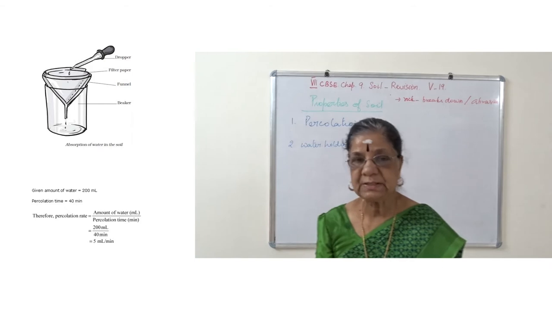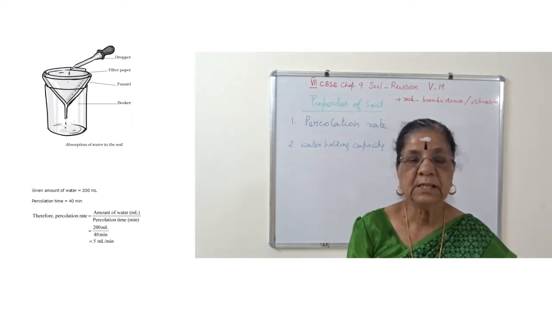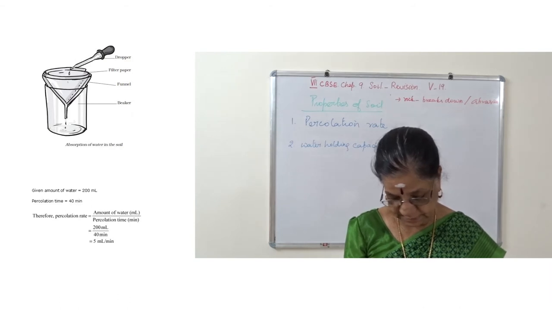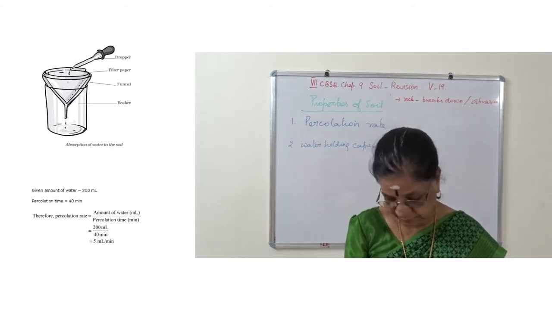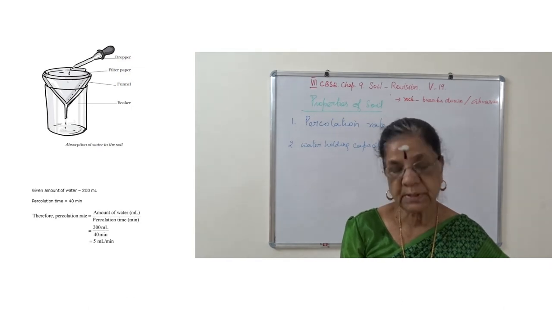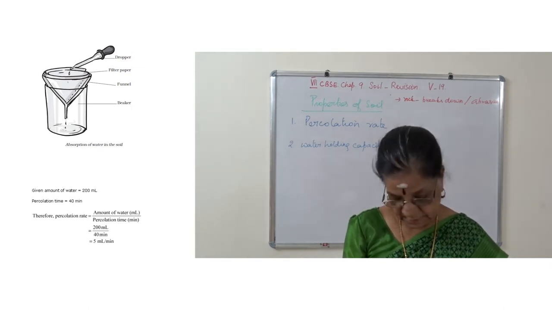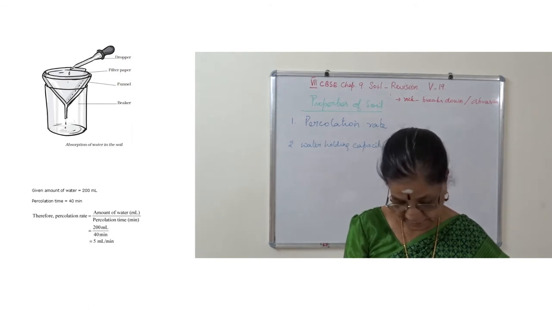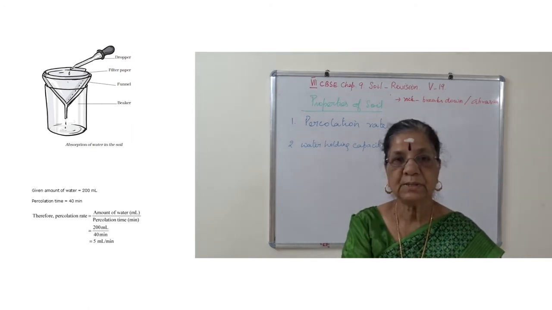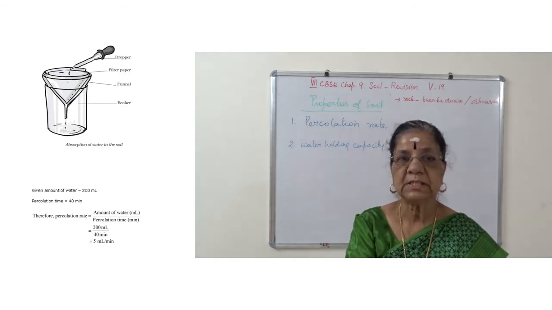So clayey soil is suitable for the growth of paddy. Right? So the percolation rate of the soil depends on the moisture already present in it. Water percolates faster when soil is dry. And if the soil is already wet, then percolation will be very slow.